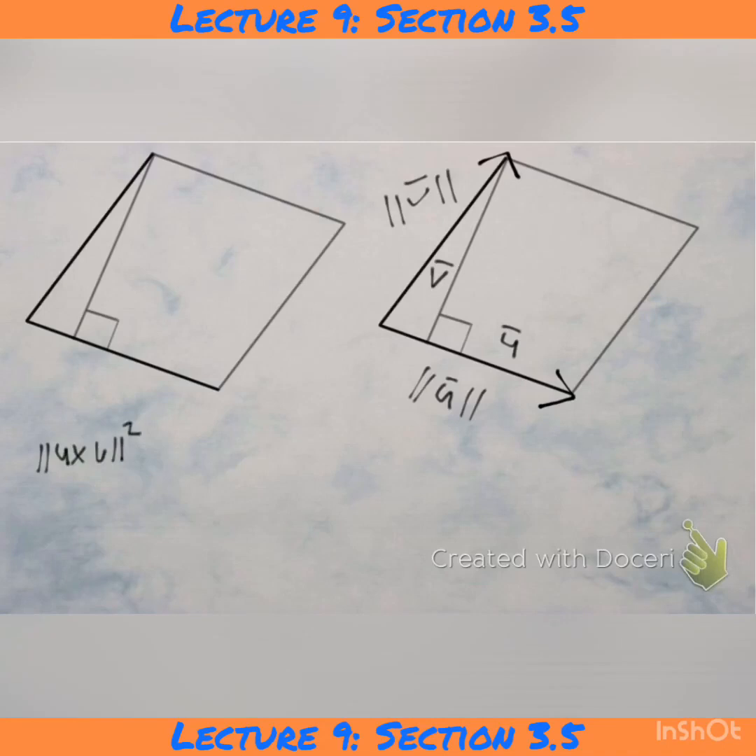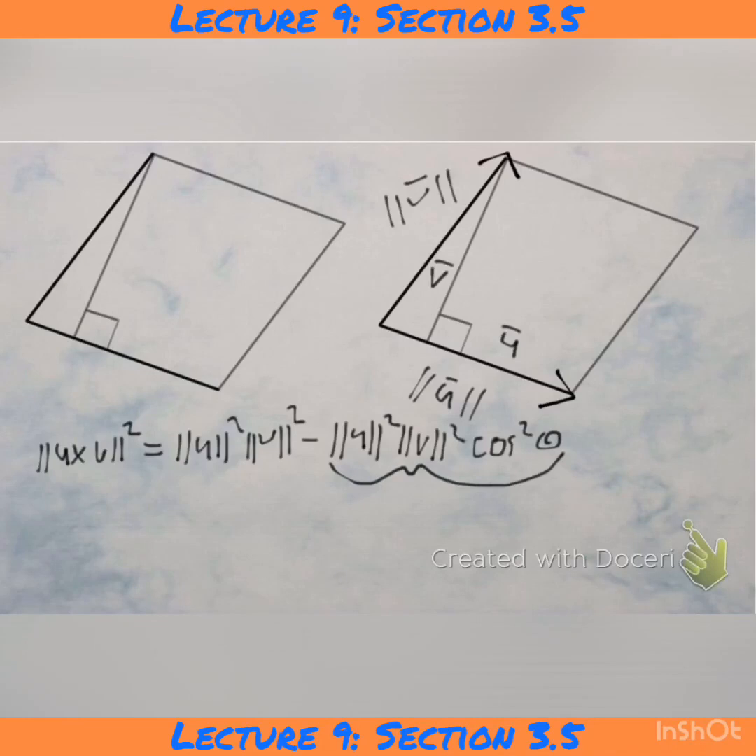We take the square root of that norm, and we know that is equal to the square of that norm multiplied by the square of the norm of v minus the square of u multiplied by the square of v's norm multiplied by the cosine squared of theta. Okay, now where does this expression come from?